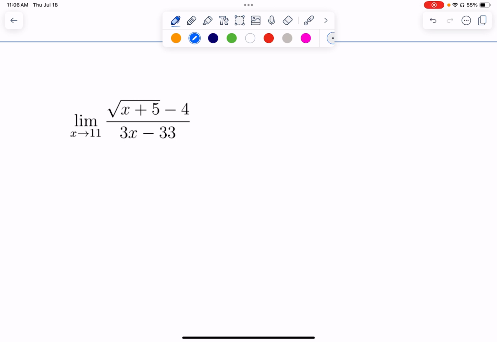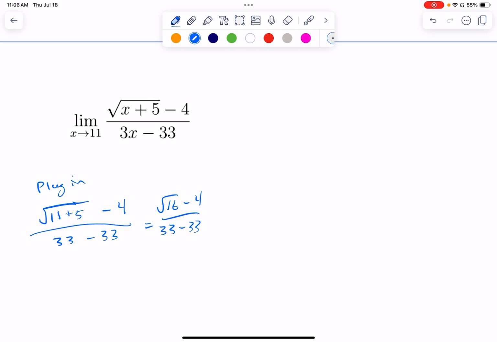So let's just try plugging in. Always make that your habit. I would have the square root of 11 plus 5 minus 4 over 33 minus 33. So that's the square root of 16 minus 4 over 33 minus 33. And you can check, yeah, it's a 0 over 0 case. And because of the radical, you might not be able to factor this right away, right? You'll notice that the bottom, you can pull out a 3. But we tend not to factor with radicals. That's why we have this trick.